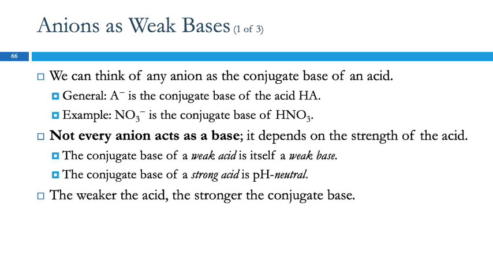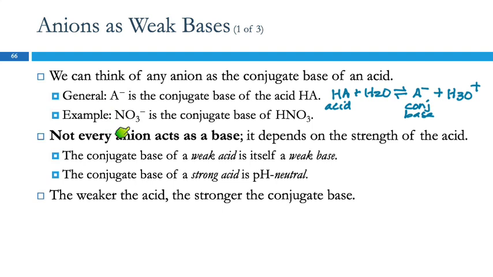So we can think of any ion as being the conjugate base of an acid. So here's our A minus again, our generic acid thing. So A minus would be the conjugate base of HA, right? Put HA in water, and we get A minus and H3O plus. There's our acid, and this is our conjugate base. We can do this with any acid.